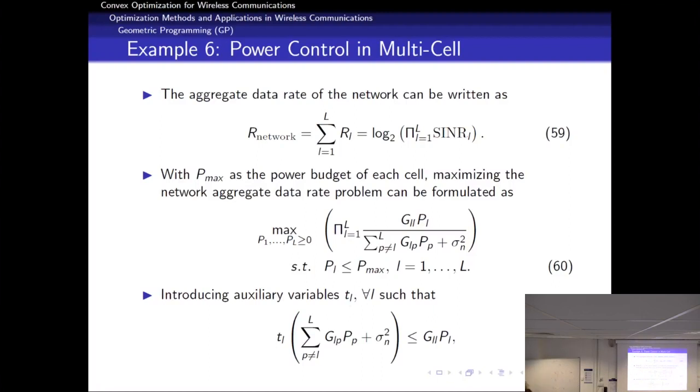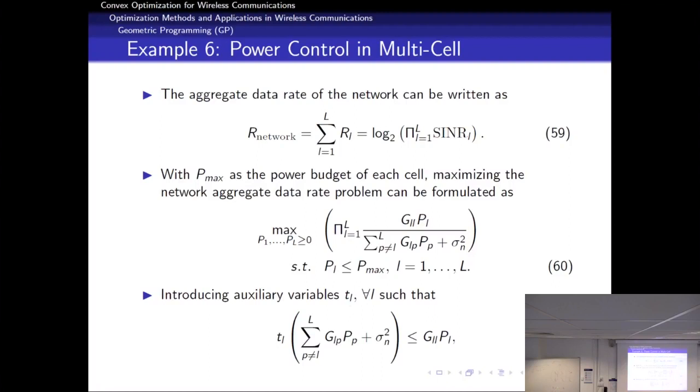So once you have that, then you can transform this, and you can say, well, if you want to maximize this term, so I have a max of a product of G_LL P_L over the sum over P different than L of G_LP P_P plus some noise. And I'm subject to some constraints.